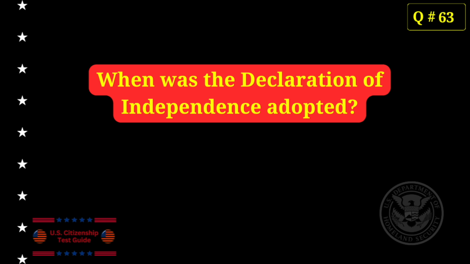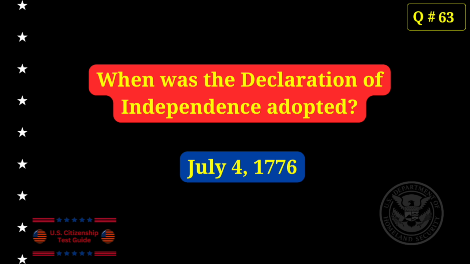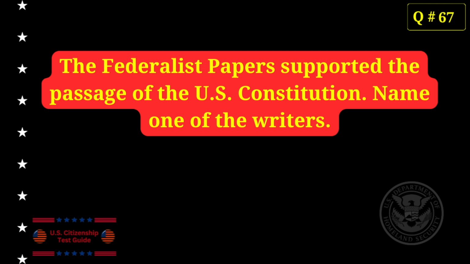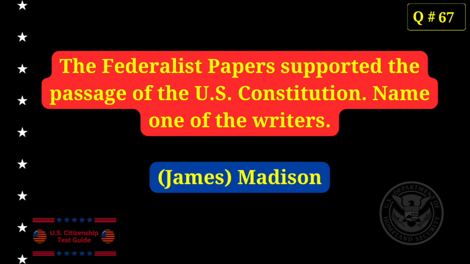When was the Declaration of Independence adopted? July 4, 1776. The Federalist Papers supported the passage of the U.S. Constitution. Name one of the writers. James Madison.